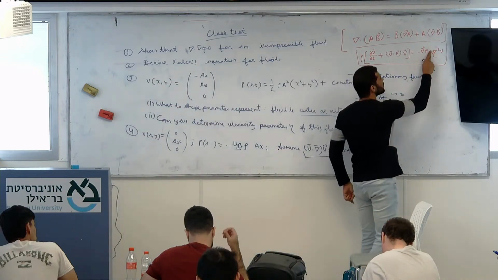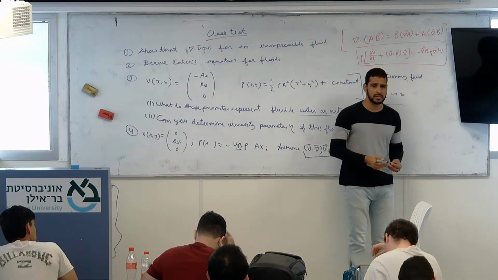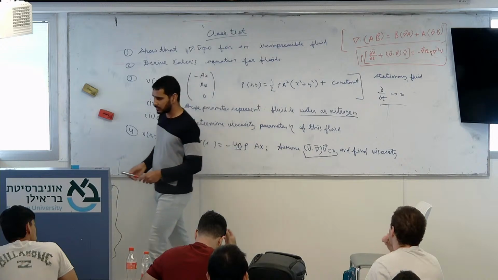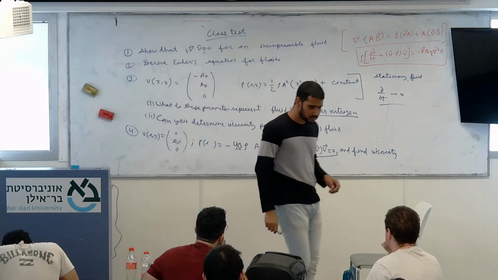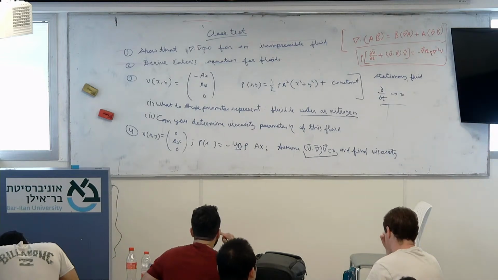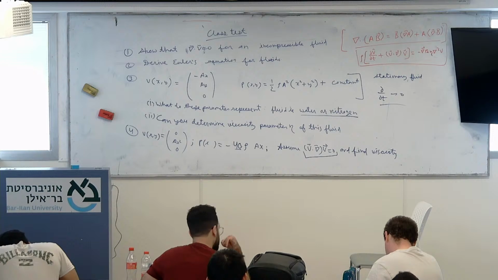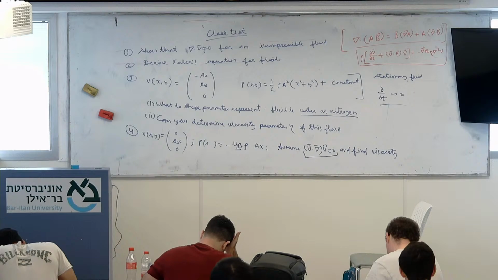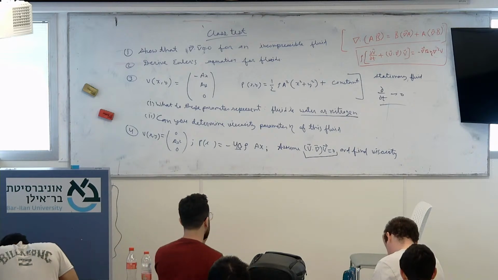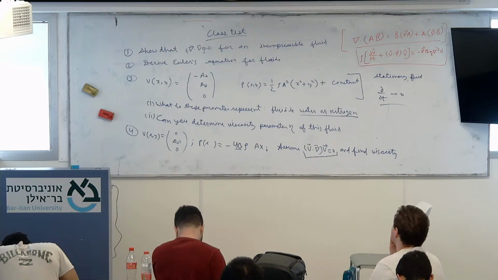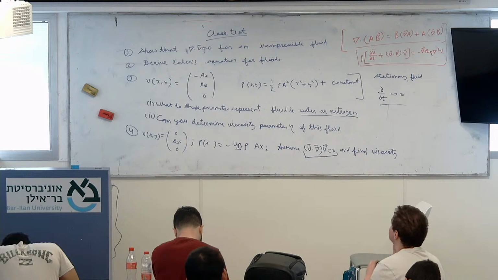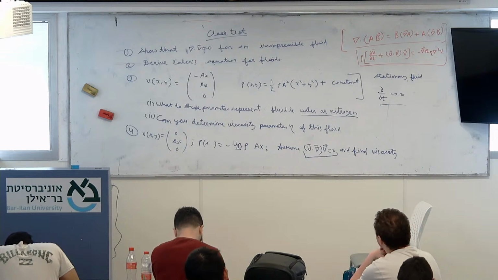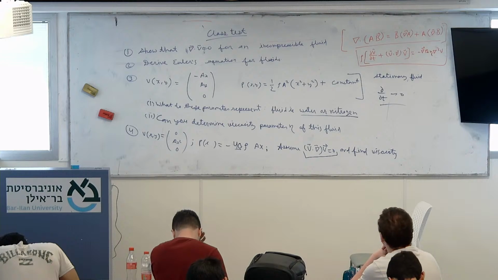X and Y coordinates. A is constant. On the right side, it is the Navier-Stokes equation. What is that in the last question?